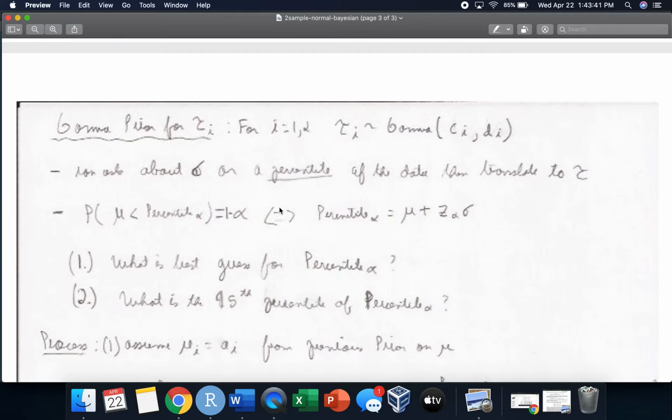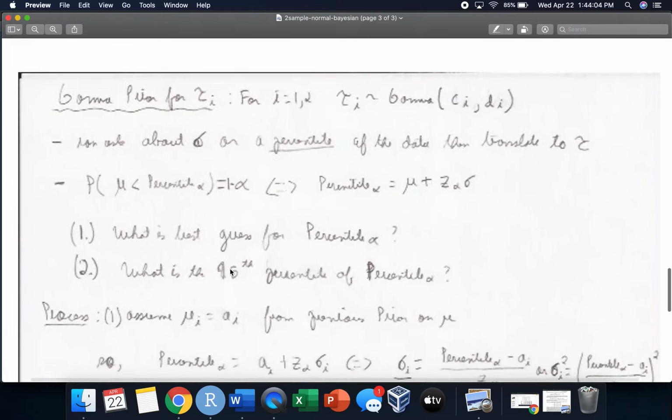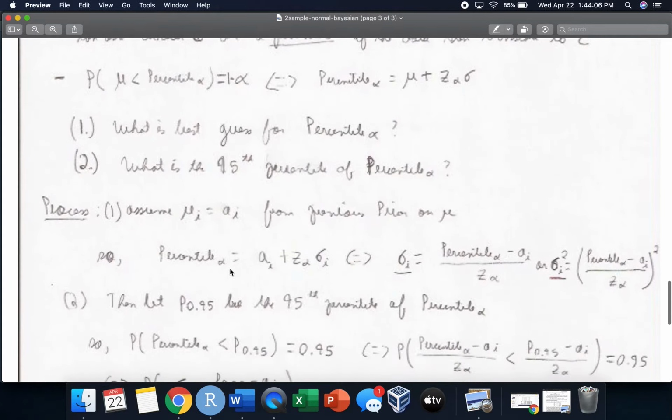So the two questions we want to ask: what is the best guess for this percentile? For example, what's the best guess for the 60th percentile? And then, what is the 95th percentile of that percentile? That is, what value of the 60th percentile, for example, has a 5% chance of exceeding it? That's where the two questions come from, essentially the same as before, but worded a little bit differently. From the previous step, we assume that mu equals A. That's our best guess for mu.